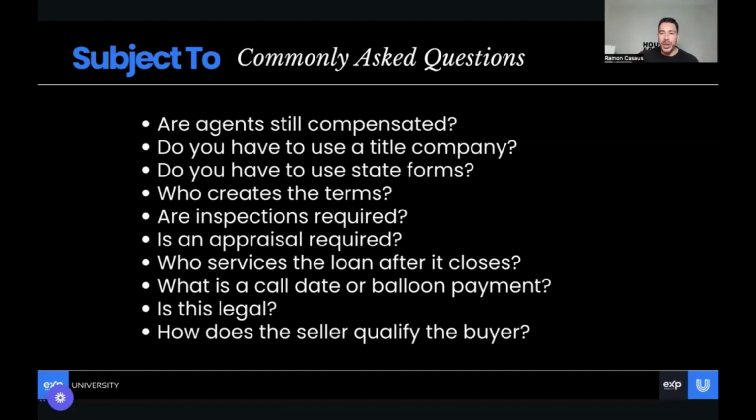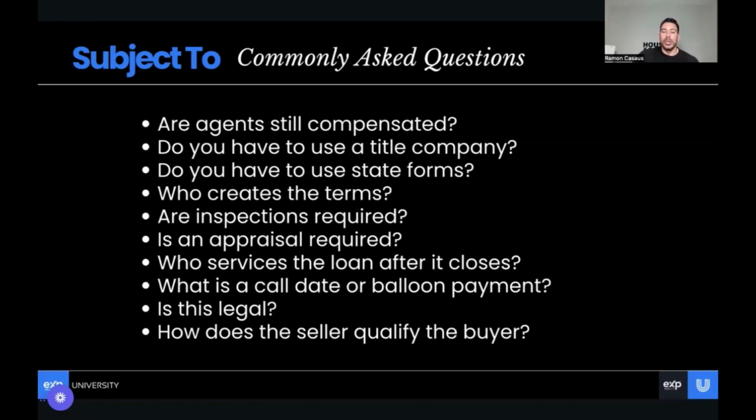Are inspections required? No, inspections are not required. However, I would highly recommend buyer and/or seller get inspections done. And if they don't want to, I would definitely put it in writing that you recommend that they do. But no, inspections are not required and neither are appraisals. However, either the buyer or seller can request one and they can negotiate and agree upon who's going to pay for it.